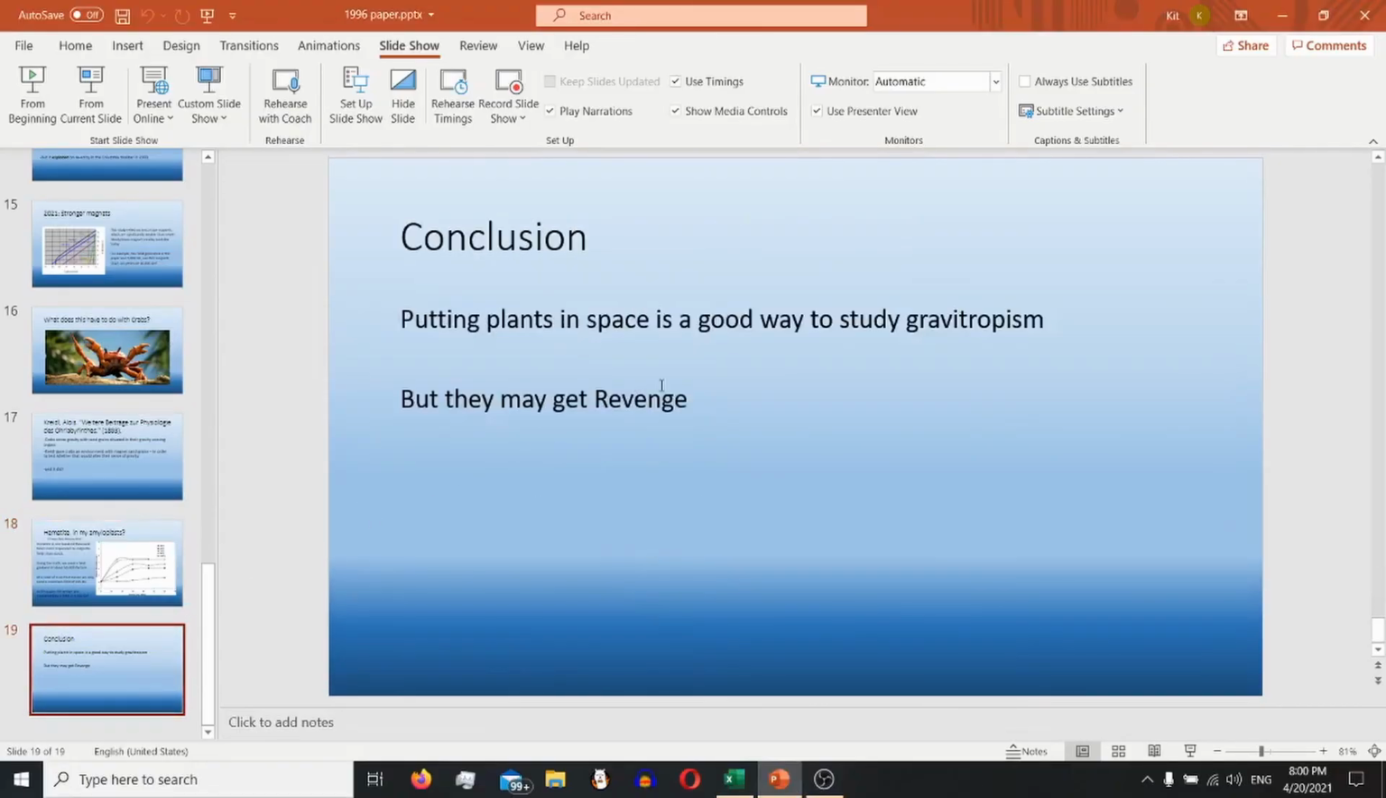In conclusion, putting plants in space is a good way to study gravitropism, but they might get revenge.